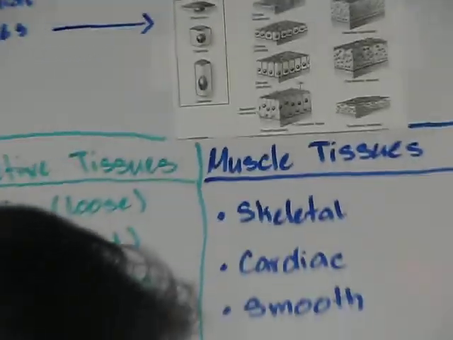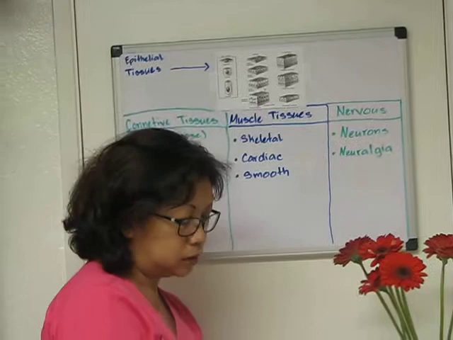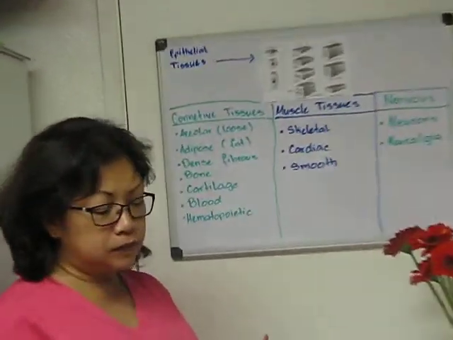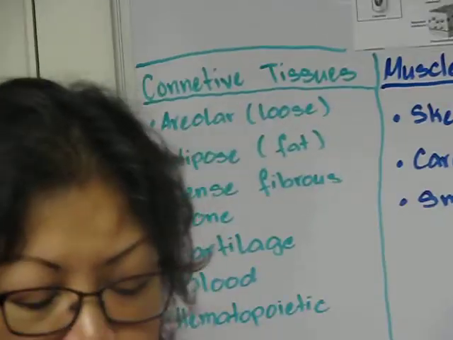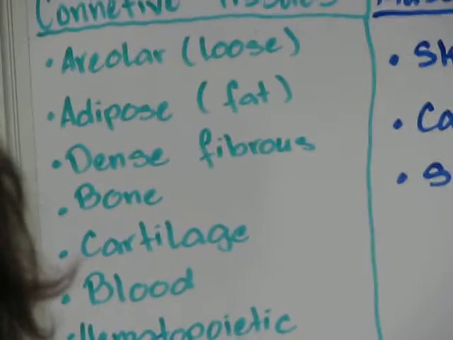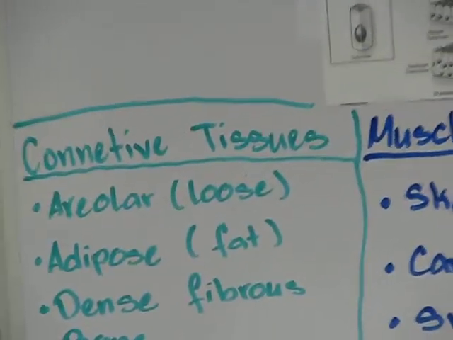Next, we are going to discuss the connective tissues. Connective tissues are tissues that connect tissues and organs. Their function is to support and connect to other tissues.